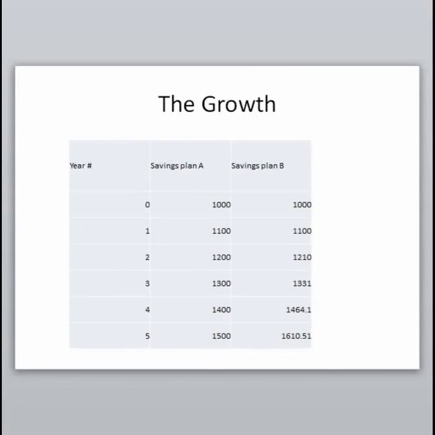So here we have our first 5 years. Again, time 0 is the initial value. That shows we put $1,000 into savings plan A and savings plan B. And then in savings plan A, we add $100 each year. So it's going up from $1,000 to $1,100, $1,200, $1,300, and so on. You can see it goes up by 100, the same amount every single time. And at the end of 5 years, we're up to $1,500.